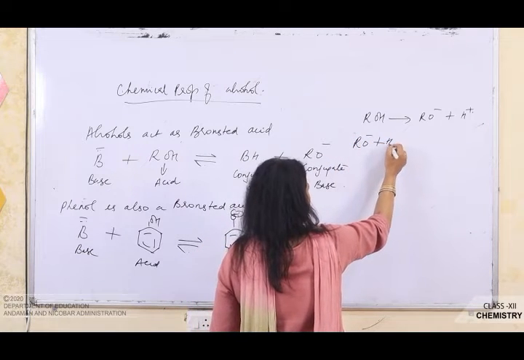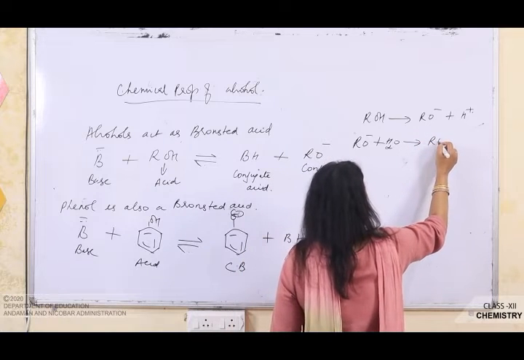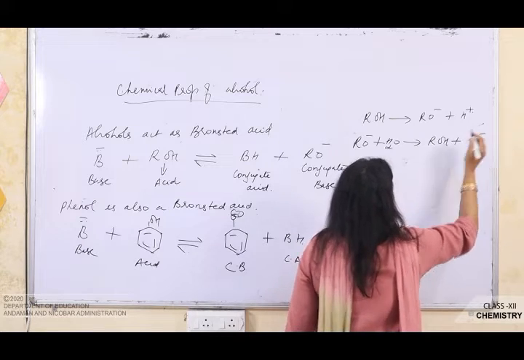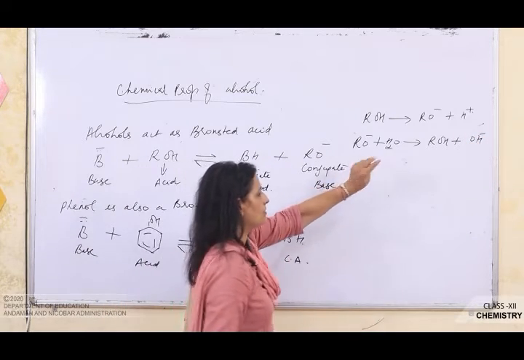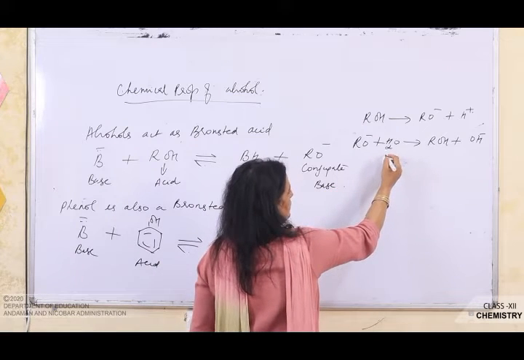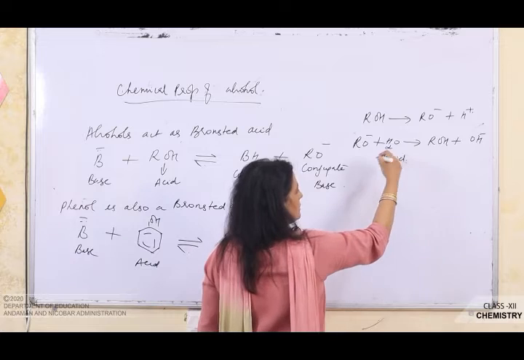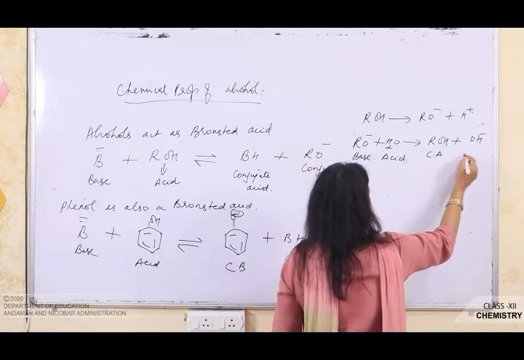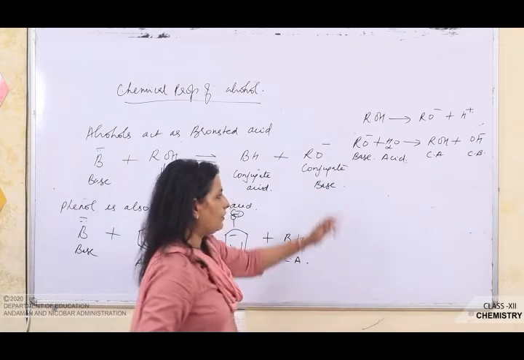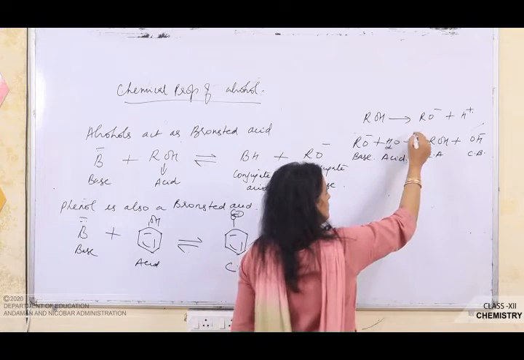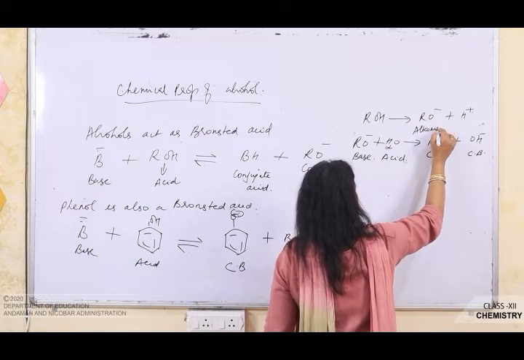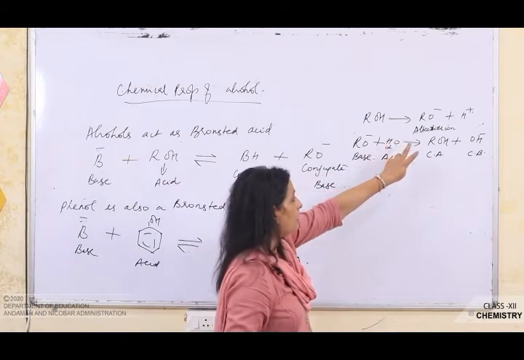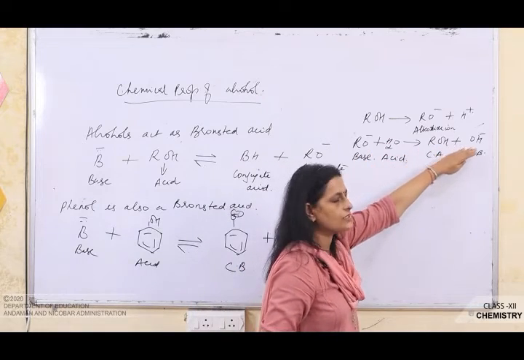RO minus plus H2O gives you ROH plus OH minus. Okay. So, in this reaction, which is the acid? Who is giving H plus? H2O. So, this is acid, and who is accepting that H plus? RO minus. So, this is base. So, this is conjugate acid, this is conjugate base. So, alcohol dissociates to give RO minus, which is known as alkoxide ion. So, this alkoxide ion is reacting with water to give you alcohol plus OH minus.